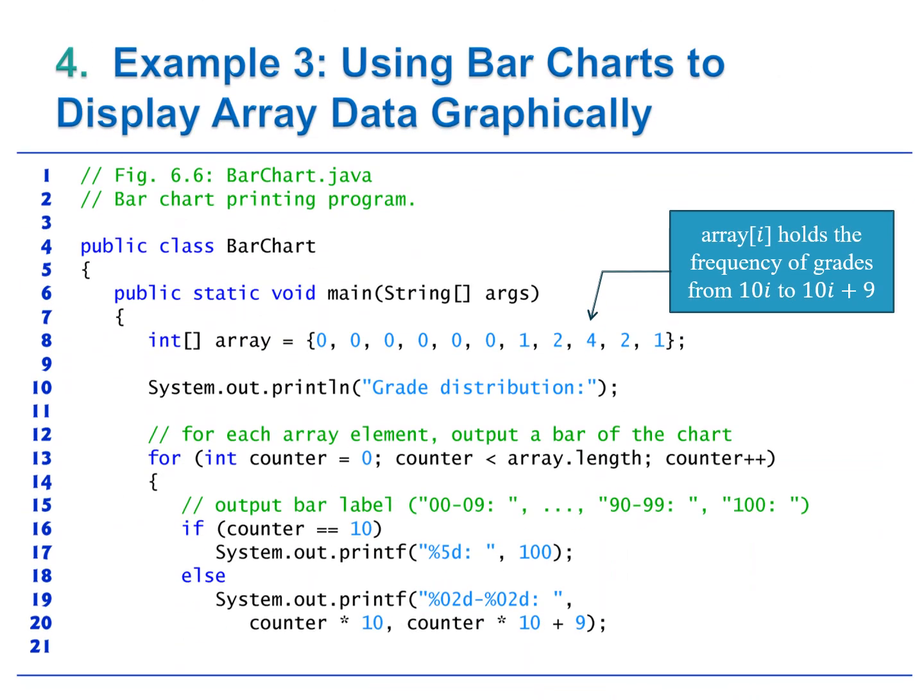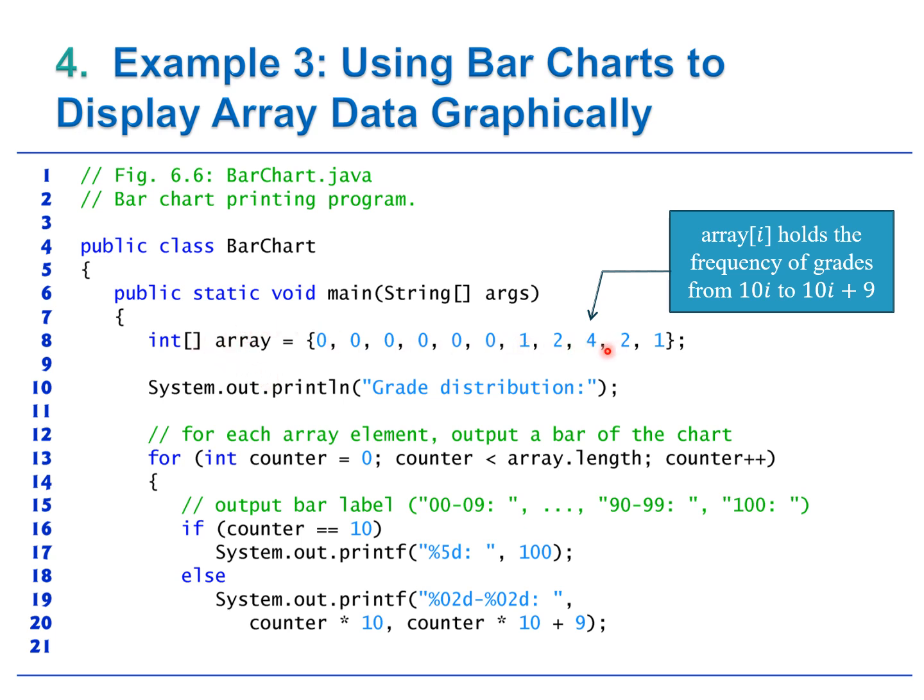This program named barcharts.java demonstrates how to display the bar chart of grade distribution in the previous slide with asterisks. The data for the chart is stored in an array of 11 integers.